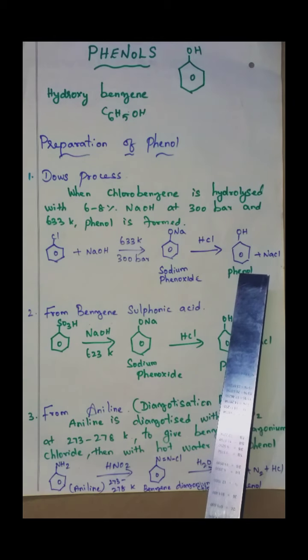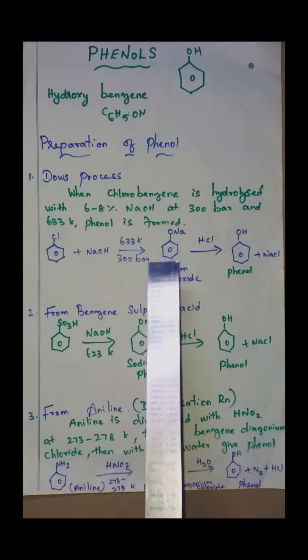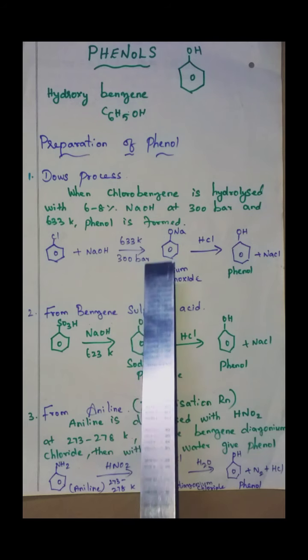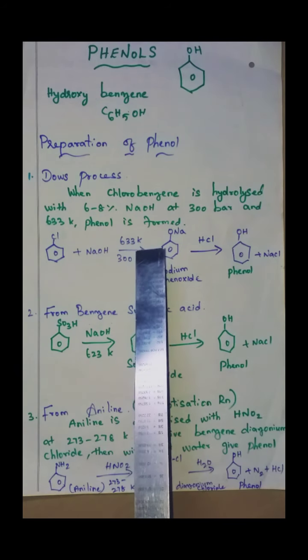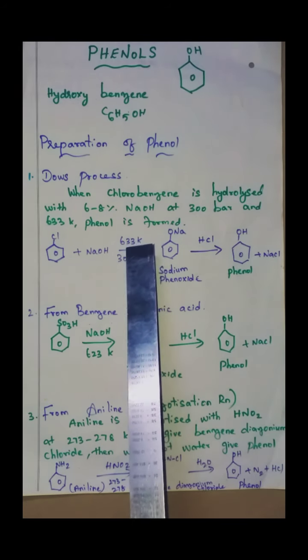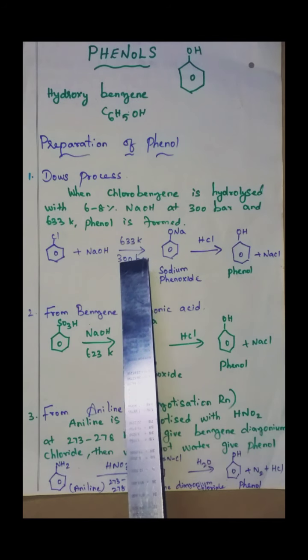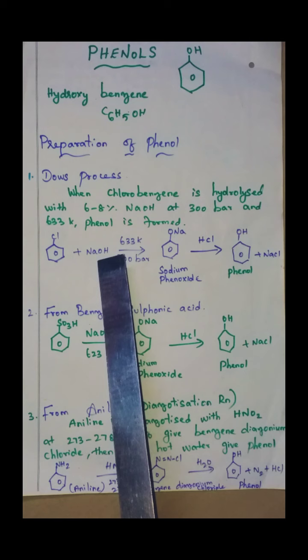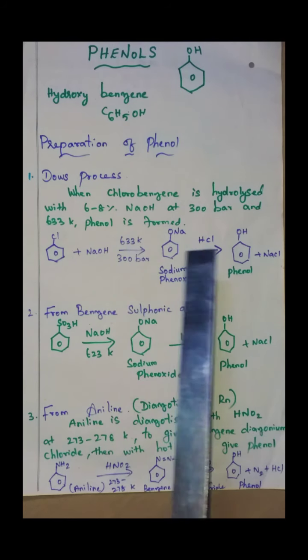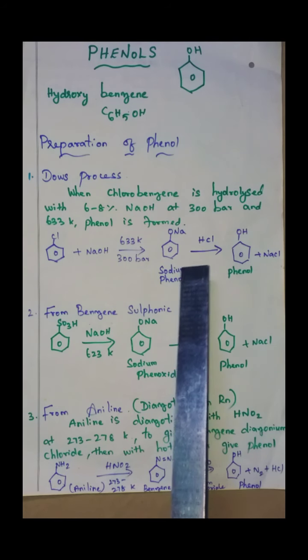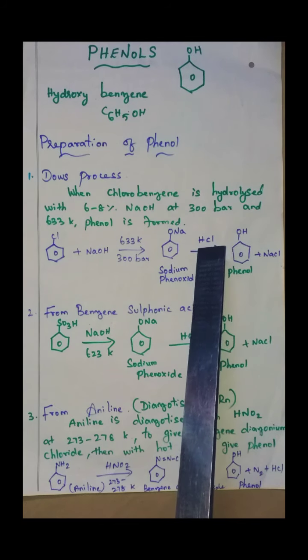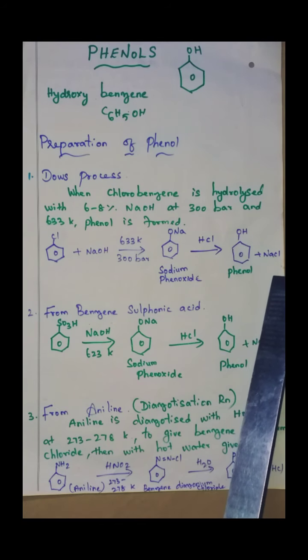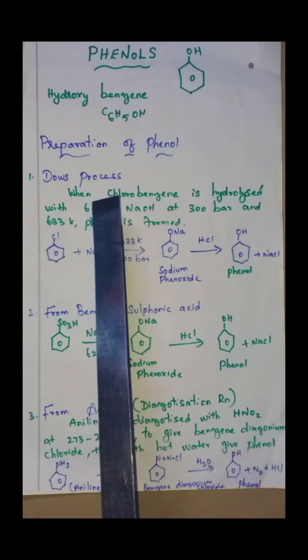adds to form phenol. So in this reaction the very important thing is temperature as well as pressure, we should not change them. Keep them in mind, 633 Kelvin and 300 atmospheric pressure. When chlorobenzene reacts with sodium hydroxide under these conditions, first it forms sodium phenoxide and further hydrolysis with HCl forms phenol and NaCl. So this process is called the Dow process for the manufacture of phenol.